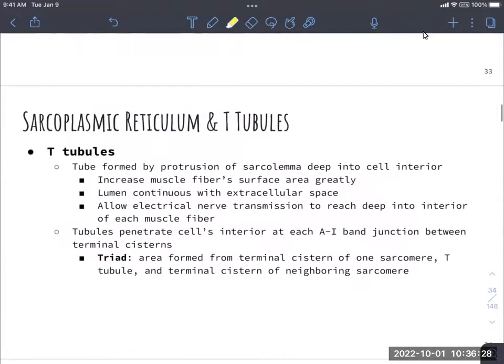And these T-tubules, they're formed by the protrusion of sarcolemmas. They help give these muscle fibers a greater surface area. These T-tubules have a lumen continuous with the extracellular space, so all the area around them.